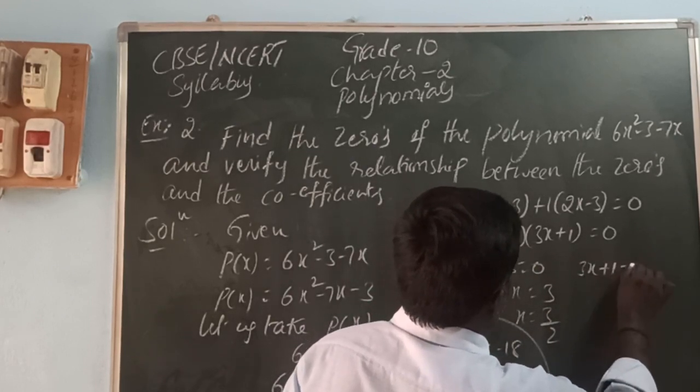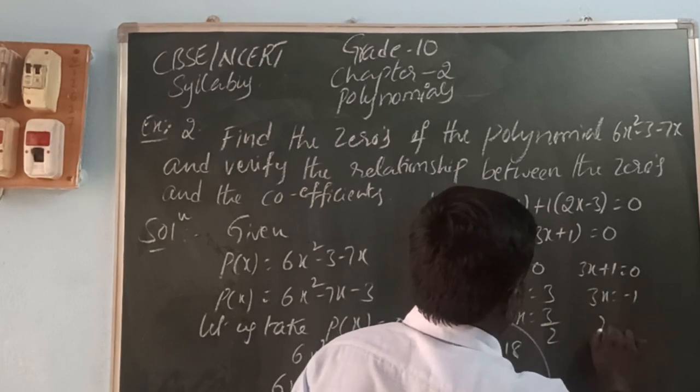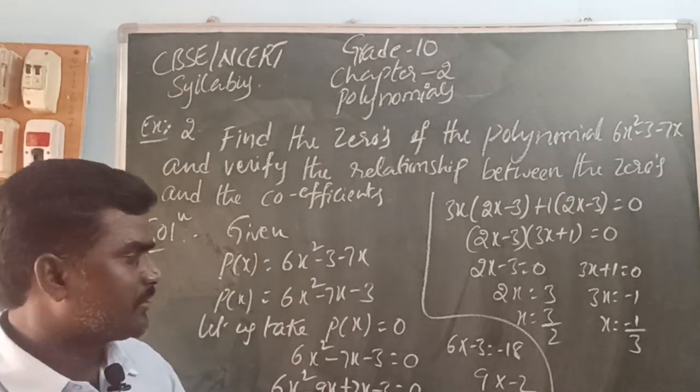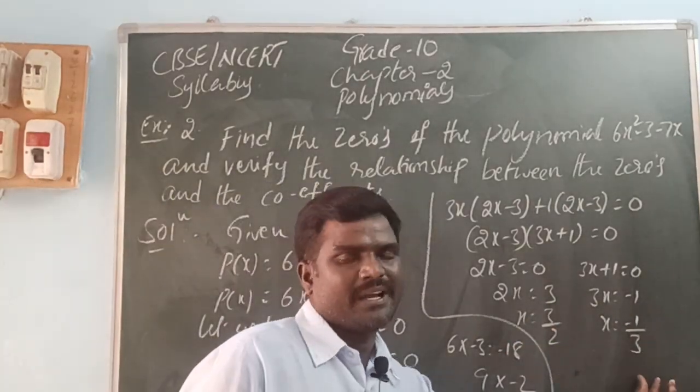3x plus 1 is equal to 0, 3x is equal to minus 1, x is equal to minus 1 by 3. So for this quadratic polynomial, what are the two zeros? 3 by 2 and minus 1 by 3.